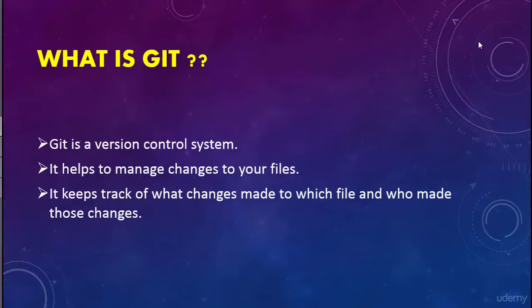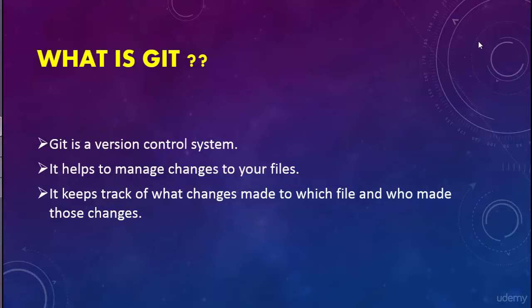So what Git does is, Git is a version control system. It tracks the changes, or it manages the changes to your files. It sees what changes you made, or whoever made it, and what kind of changes they made to the file. So it keeps track of everything, and it's a very easy and very powerful way to keep track of your files.